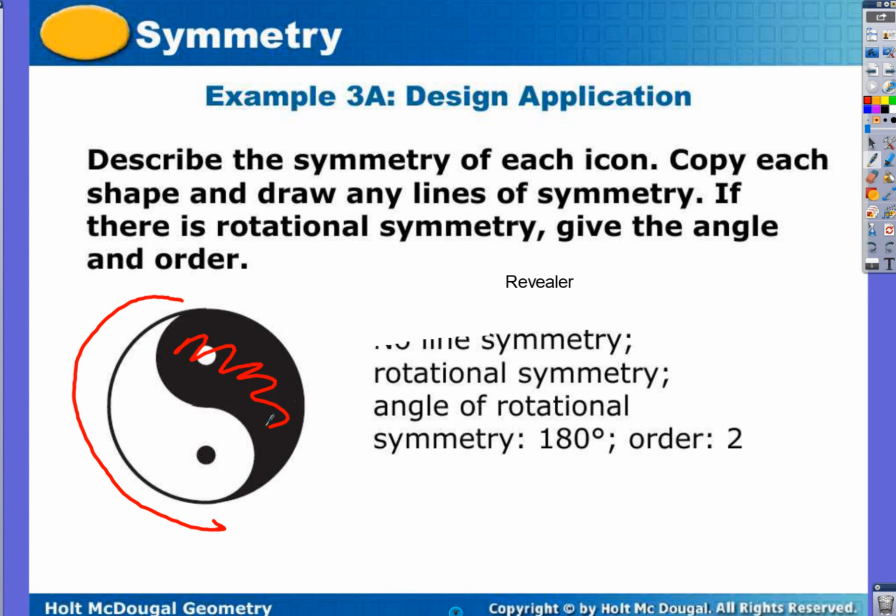This part here doesn't look exactly the same as that part there because the colors are inverted. But I guess whoever wrote this problem would disagree with that. So they're just basing it on the circle then?